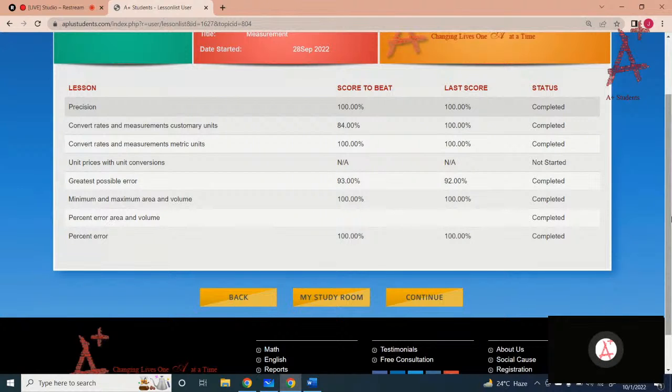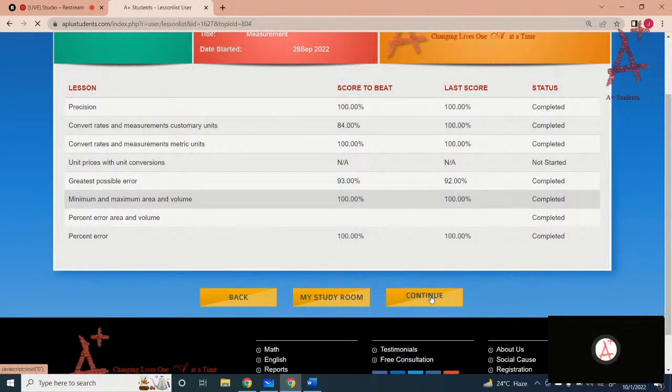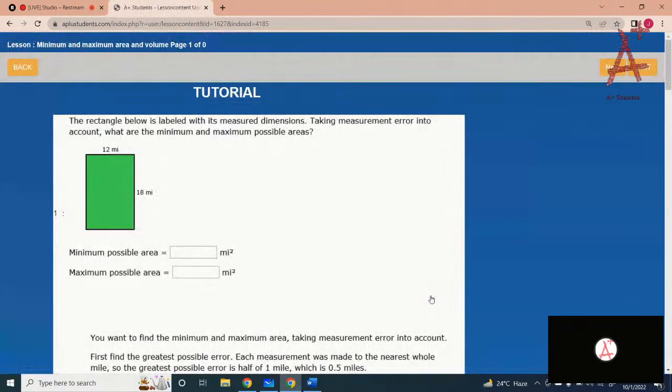Okay, we can do the practice questions for the topics we did today. Don't worry. Okay, let's just go back to the first topic. We started with minimum and maximum area and volume. Let's do two of the practice questions for this topic. Okay, let's start with the minimum and maximum area and volume practice questions.